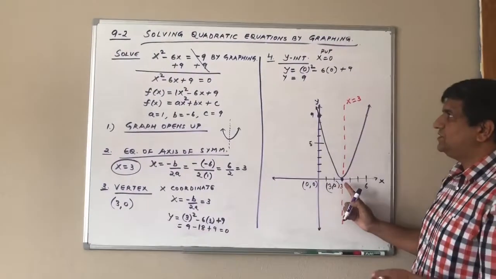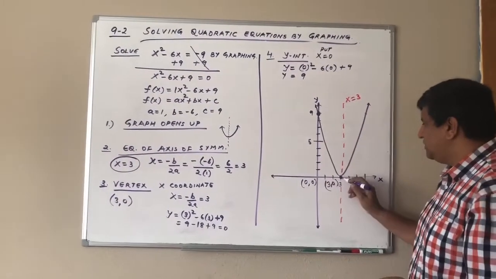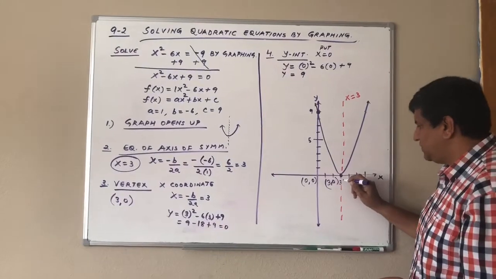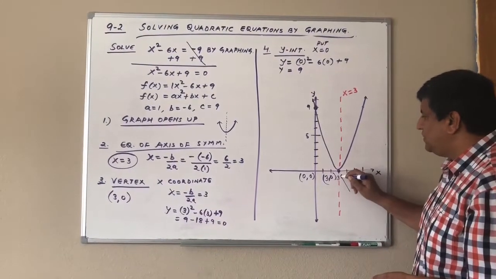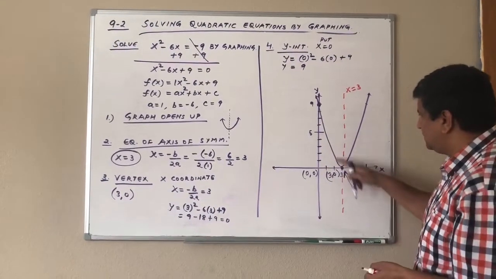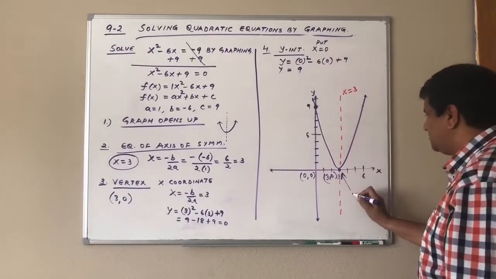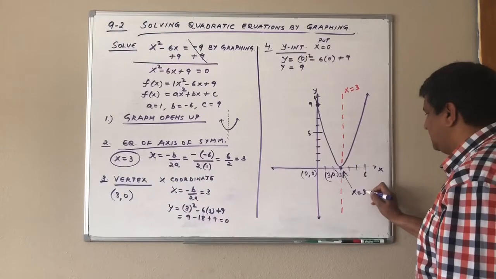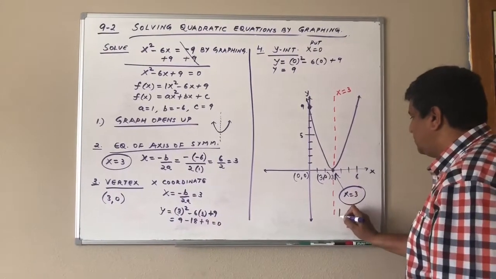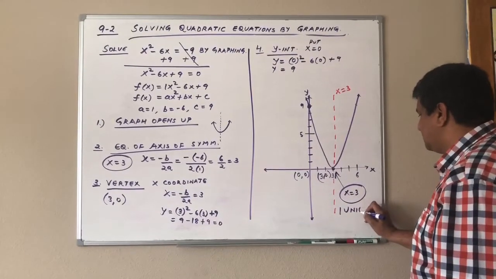So how many solutions does this equation have? There is only one solution, one unique solution, because this graph touches the x-axis at one point. So what is that solution? x equals 3. So there is only one unique solution.